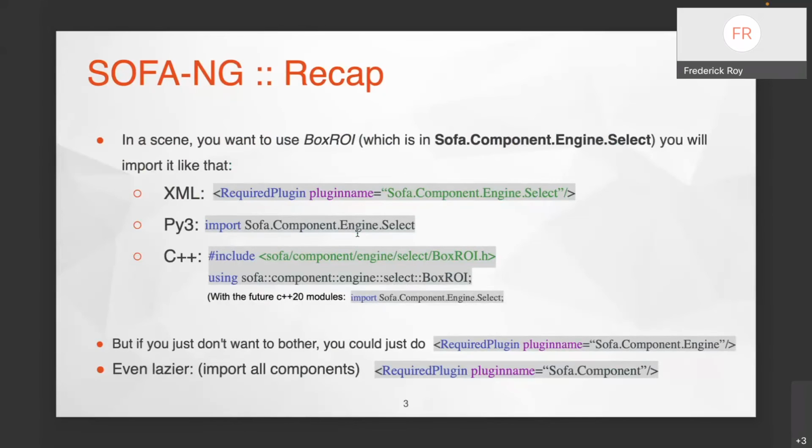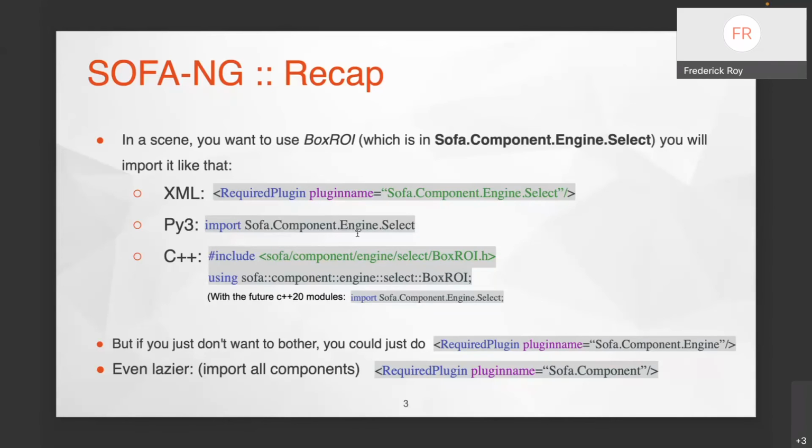So for example, for the box array, a lot of people are using box array. Instead of being in the SOFA kernel modules, SOFA engine, I think, now you have to use what we call SOFA.component, where all the components are stored. And after that, engine, because it's an engine. So all the engines are in engine. And we created other subcategories, like all the engines that are selecting stuff. So all the box arrays, actually, the region of interest engines.